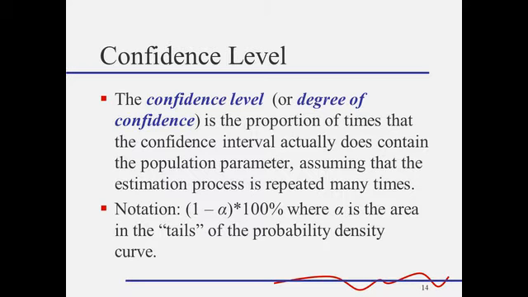So the notation for the confidence interval is 1 minus alpha times 100%. What does this mean? Let's say that we want 95% to be considered usual. So then 5% is in the tails. So alpha is 0.05 and 1 minus alpha is 0.95. Therefore, we have a 95% confidence interval. Let's look at some different confidence levels and what that means.